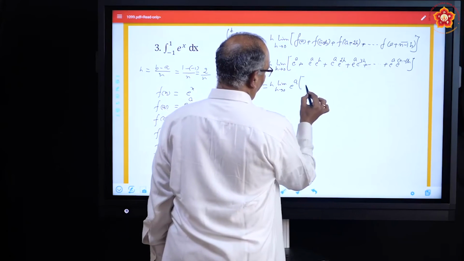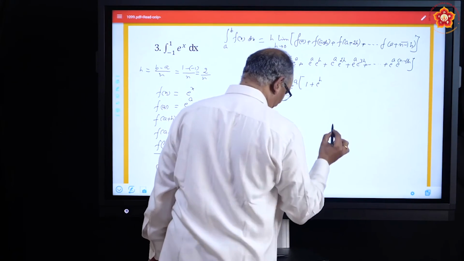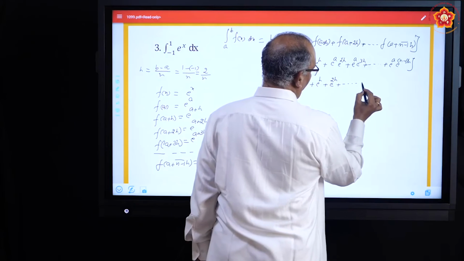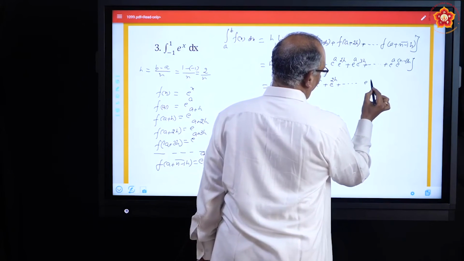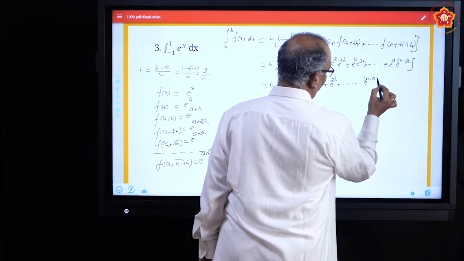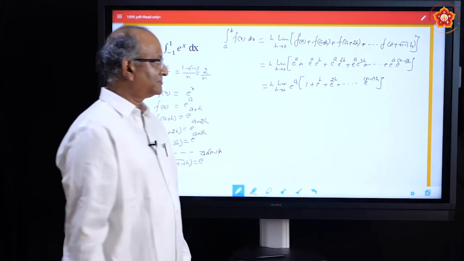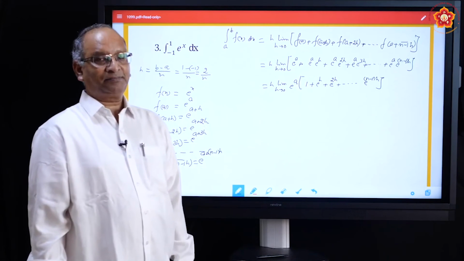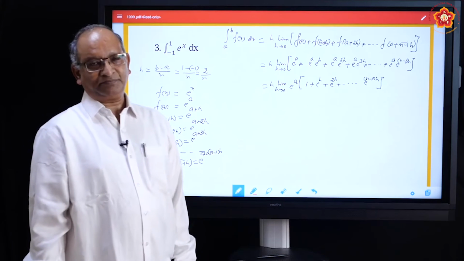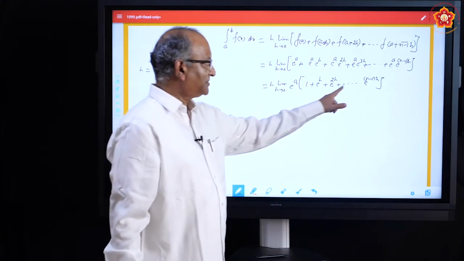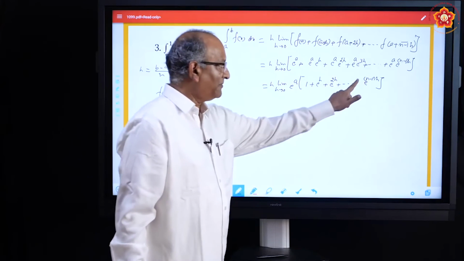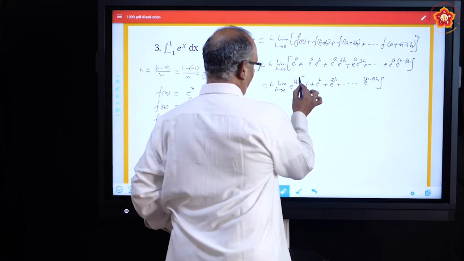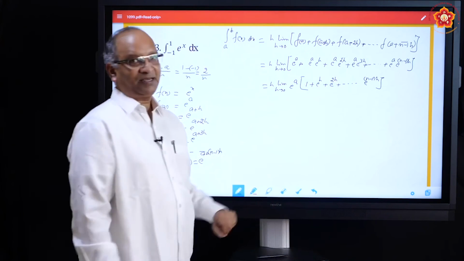We are left with what? 1 plus e to the power h, e to the power 2h, and so on up to e to the power (n minus 1)h. Observe this particular series carefully. What kind of series is it? It is a geometric progression. And how many terms are there? N terms are there. See, the power is n minus 1 starting from the second term, whereas if you add this first term, the number of terms is n.